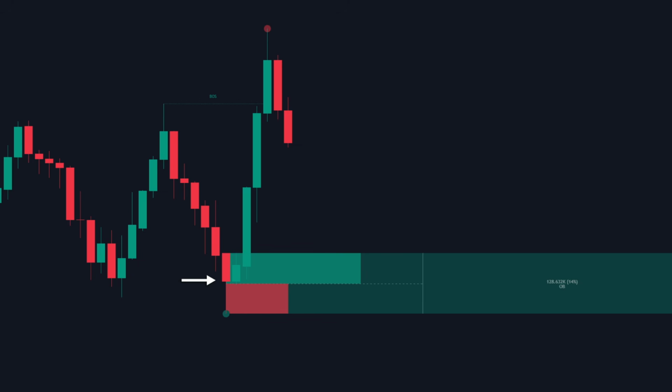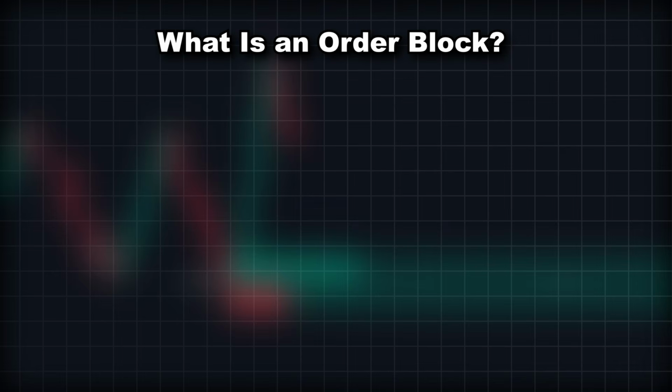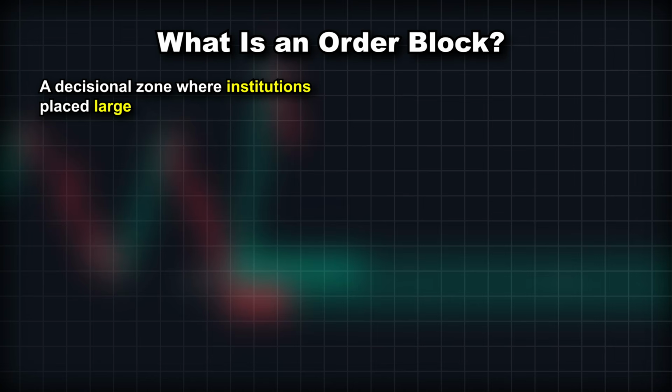It's the last candle going against the new direction, the one right before the explosive leg up. That's your high time frame point of interest. Quick reminder on what an order block actually is: a decisional zone where institutions placed large volume right before a major expansion.